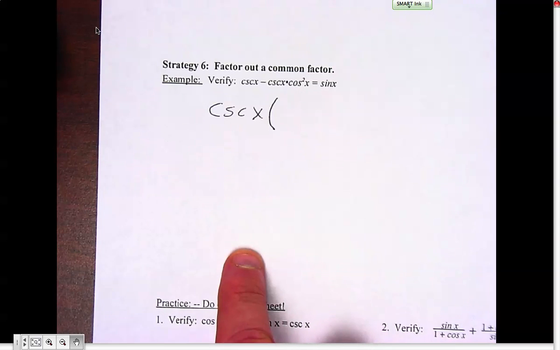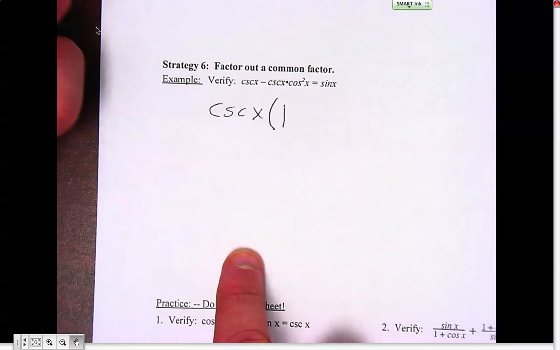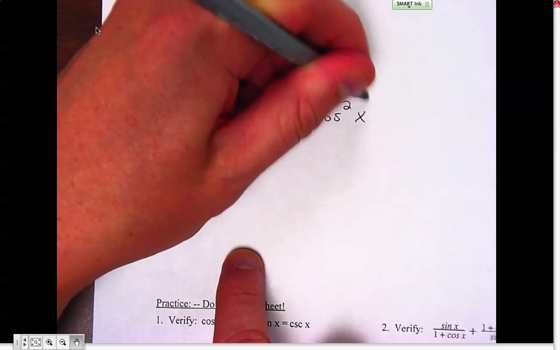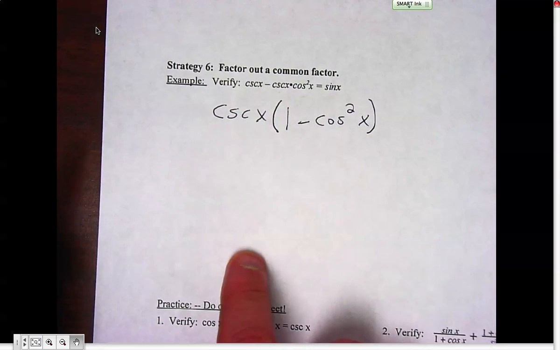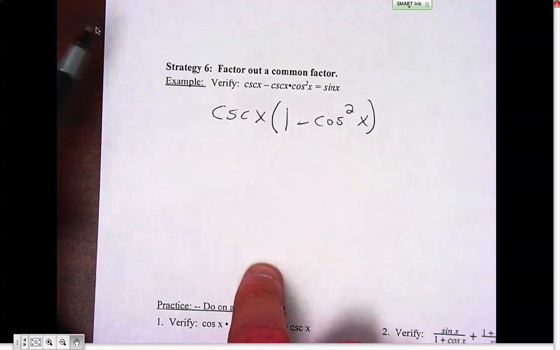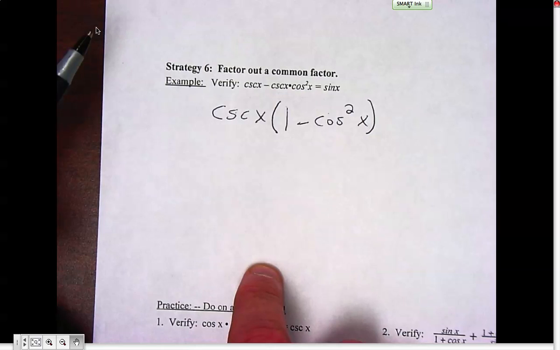And when I pull that out, I'm looking to see what's left behind. When I pull cosecant out of cosecant, there's just a 1 left. And then this minus cosine squared of x is left behind there. And if you want to check and see if you're on the right track, just do the distributive property and make sure that it ends up back where you were. And of course it does.